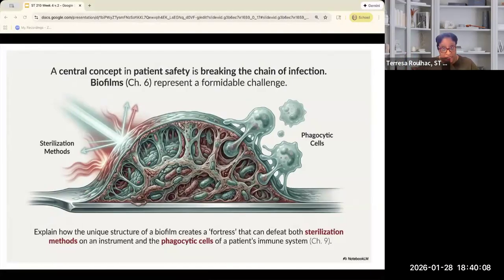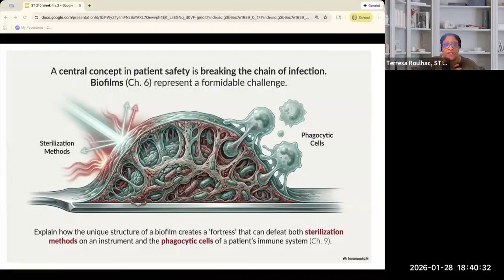If both sterilization and immune cells are blocked, think about what that means for infection persistence. A lot of times you'll hear that biofilm is associated with infections, and those infections are often chronic. And this is why.